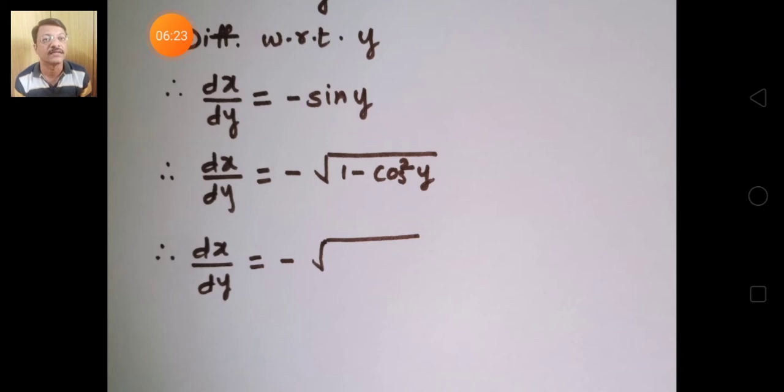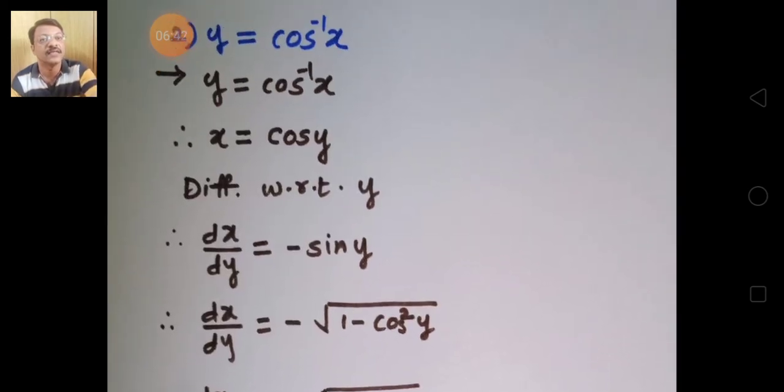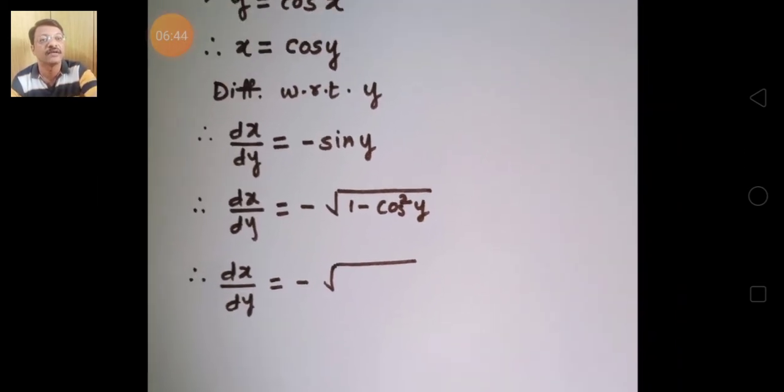So what do we get? Root of 1 minus cos square y in place of sin y. So dx by dy is equal to minus root of 1 minus cos square y. In the last step, what do you fill up? Minus root of 1 minus cos square y, since cos y is x, so cos square y will be x square.